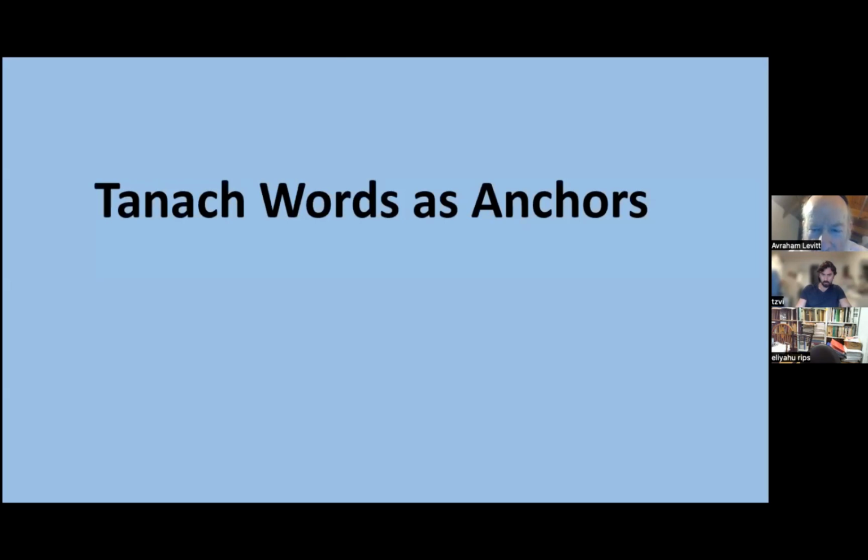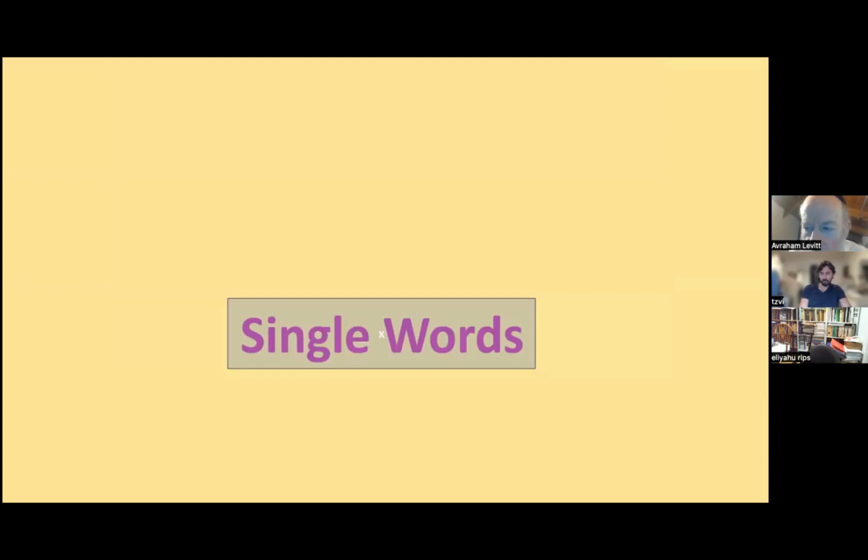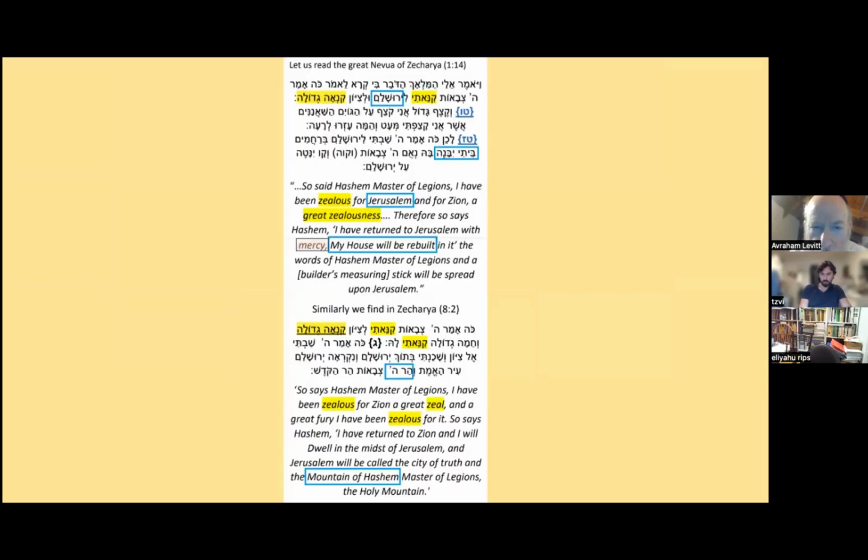And in this analogy, the anchor, the lightning, is going to be words from Tanakh that appear as codes. And this first example was with a single word from Tanakh, which is the word zeal. And that is repeated quite a bit in Zechariah, because Hashem has great zeal for Yerushalayim, where his house will be rebuilt, the mountain of Hashem, Yerushalayim.